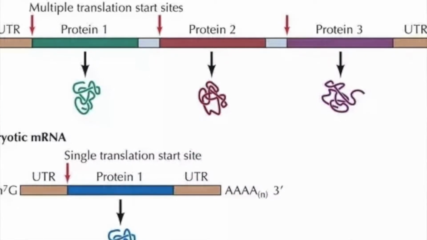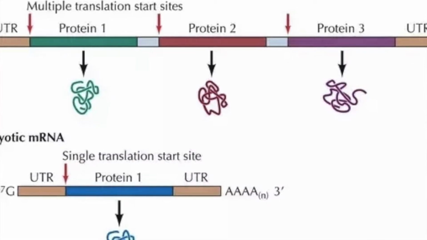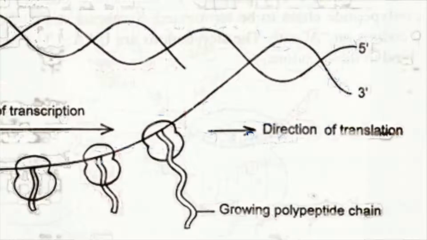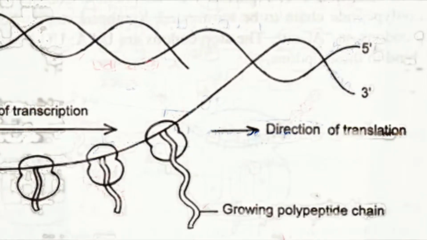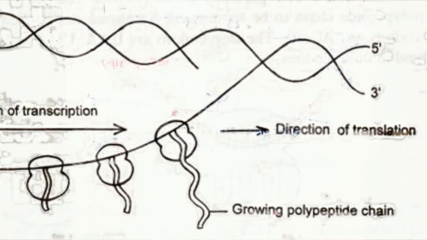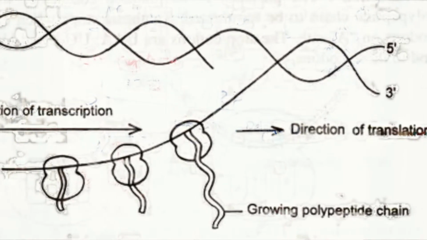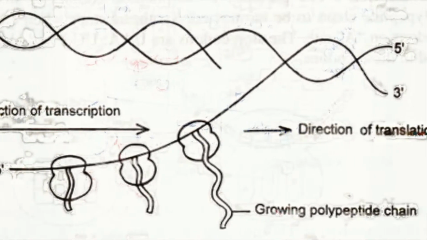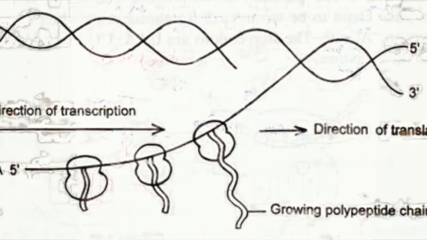And another extremely important difference from a eukaryote to prokaryote is that in prokaryotes, transcription and translation happen contemporaneously, which means it happens at the same time. So RNA polymerase works on the DNA and produces mRNA, and as soon as it is made, the ribosomes come and translate it into protein, which means there is no delay.